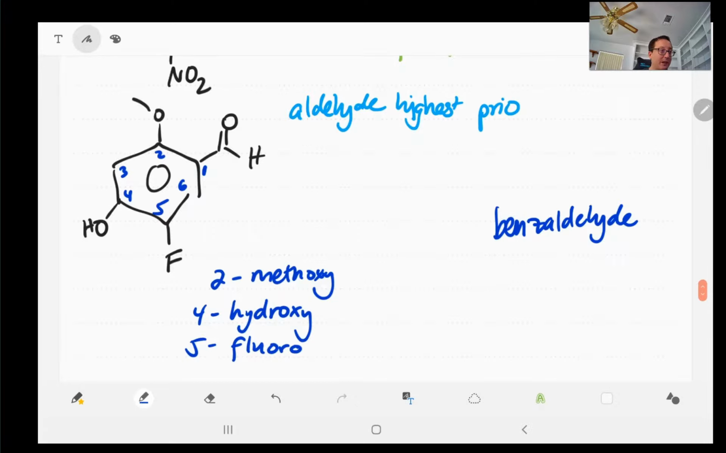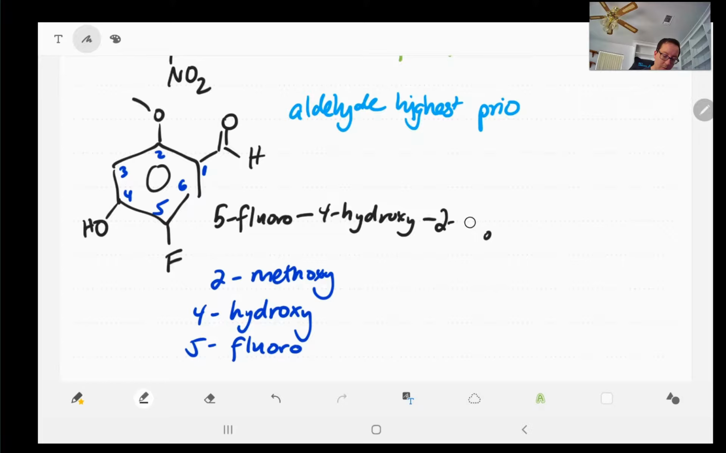And so we just need to alphabetize these, so it'll be, I think, the opposite order as I've written them. So we're going to have 5-fluoro, 4-hydroxy, 2-methoxybenzaldehyde. Oh, I tried to fit that in, guys. It didn't work. Okay, we'll fix that.